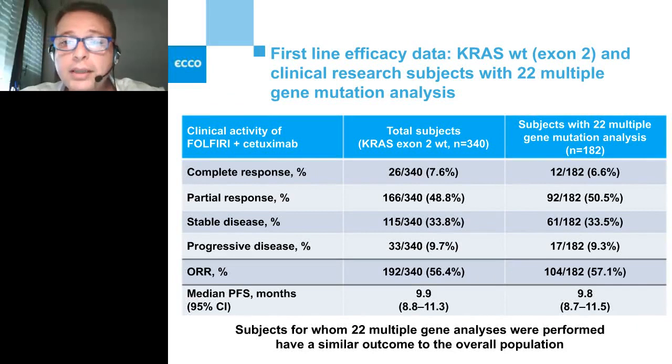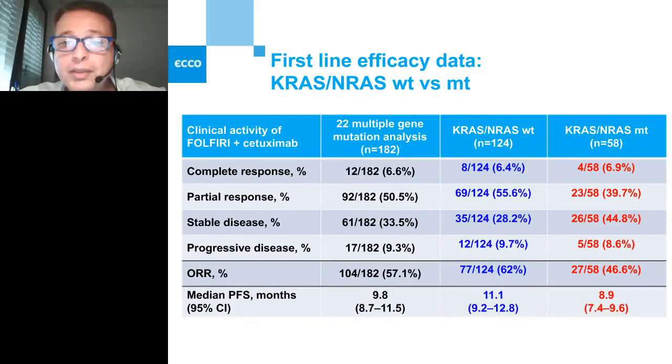More importantly, in the KRAS and NRAS mutant population, we found a very low response rate, 46.6%, and a lower median progression-free survival, 8.9 months. So we really were able to identify those tumors that are likely to be resistant to anti-VEGF receptor monoclonal antibodies. Indeed, the figures that we get in this population of KRAS and NRAS mutant with regard to the response rate or progression-free survival are what we expect if we use chemotherapy alone. So these tumors are really likely to be resistant to anti-VEGF receptor monoclonal antibody.